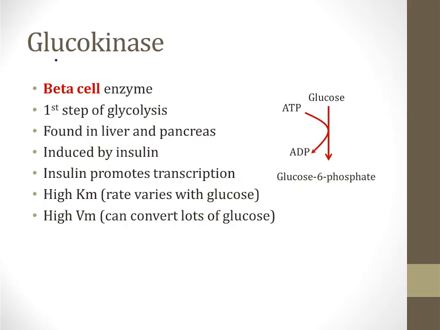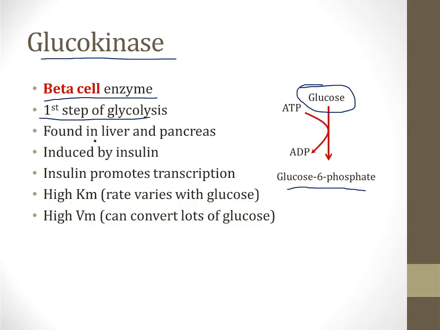Let's talk in more detail about glucokinase. This is an enzyme found in beta cells that catalyzes the first step of glycolysis, the conversion of glucose into glucose 6-phosphate. This enzyme is also found in the liver, and I talk about it in more detail in the biochemistry module on glycolysis. This enzyme is activated by insulin, and in addition, insulin promotes its transcription. It also has several unique pharmacologic properties.